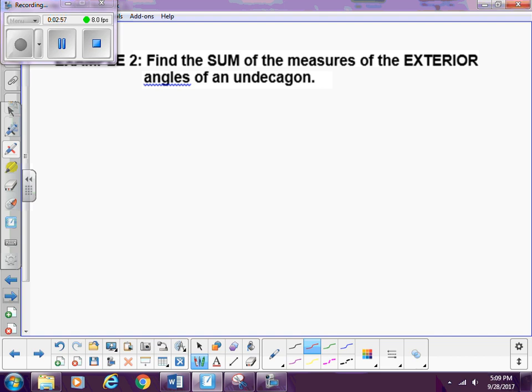Okay, so example number 2. Find the sum of the exterior angles of an undecagon. Well, an undecagon has 11 sides. Now, I'm not going to draw the picture here, but I just know the answer is going to be 360 degrees because that's the formula. The sum of the exterior angles is 360 degrees. And the key here is the sum. Now, they can all be congruent, like a regular polygon, and it can be different, like a non-regular polygon.